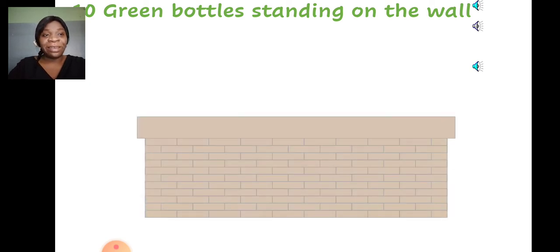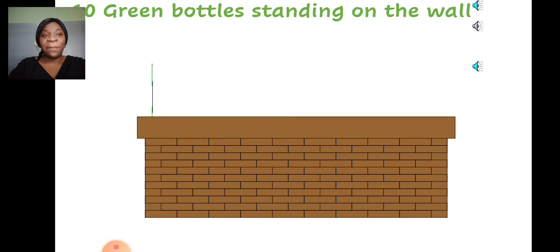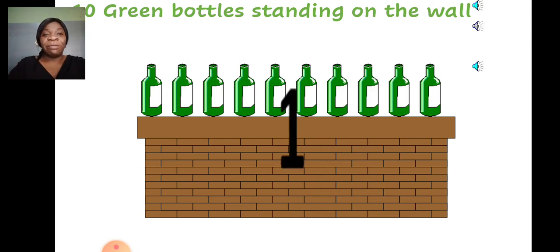Our song will be titled 10 Green Bottles. Let's put up the wall and our bottles. Okay, let's sing. Let's count.